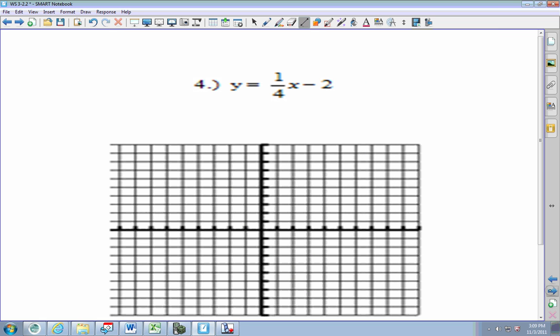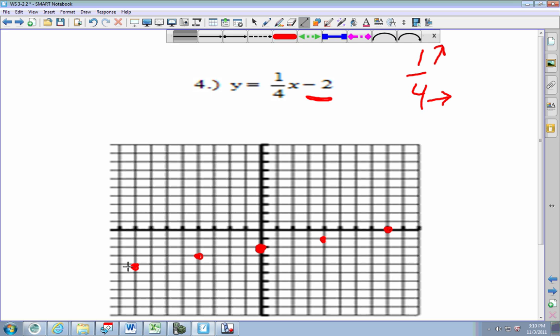Good. Next one. Step 1. What is step 1? You're right. Plot the y-intercept. -2. My slope is 1/4. It's already written as a fraction. So I'm going to go up 1 to the right 4. Start at your y-intercept. Up 1 to the right 1, 2, 3, 4. I can also go down 1 and to the left 1, 2, 3, 4. Then I go and draw my line.